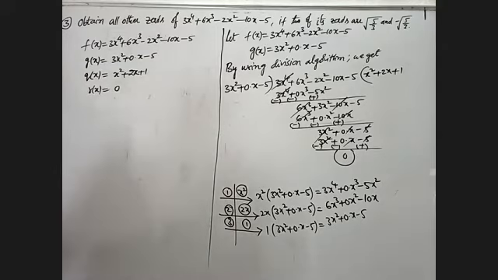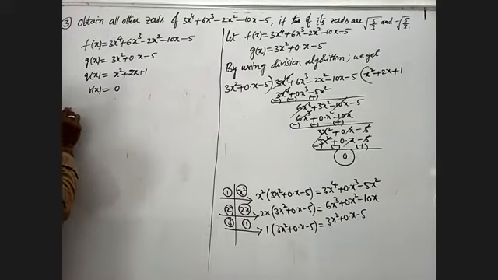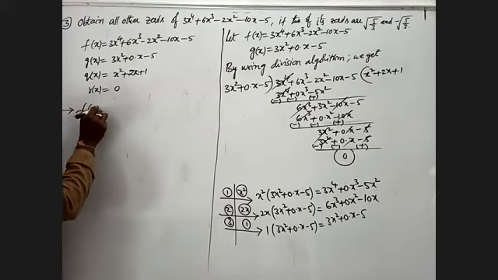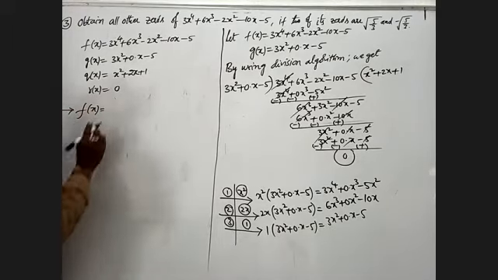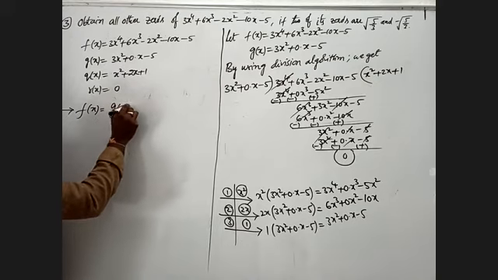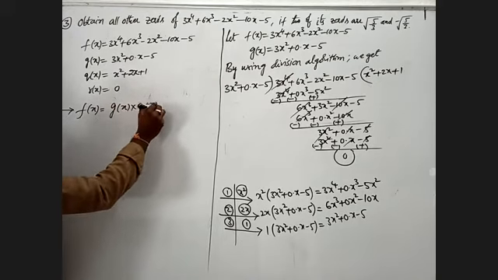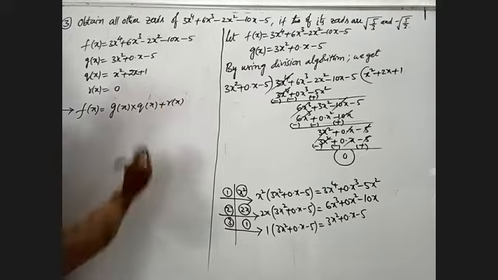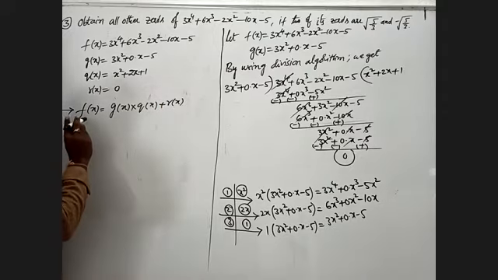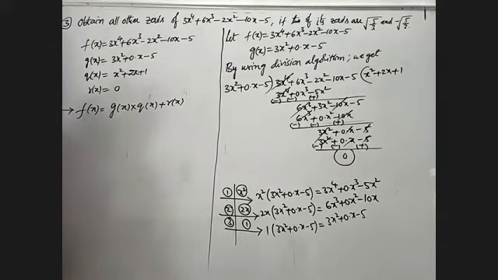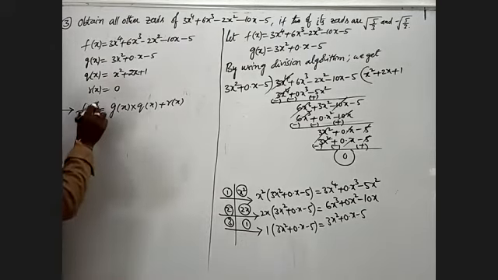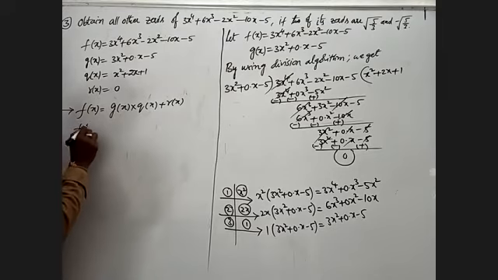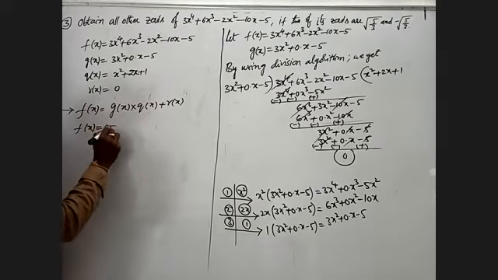Already we know that formula: the dividend is equal to, dividend means f of x. F of x is equal to g of x into q of x plus r of x. That is the formula. Dividend is equal to divisor into quotient plus the remainder. We have to find out the zeros, means f of x will become 0.